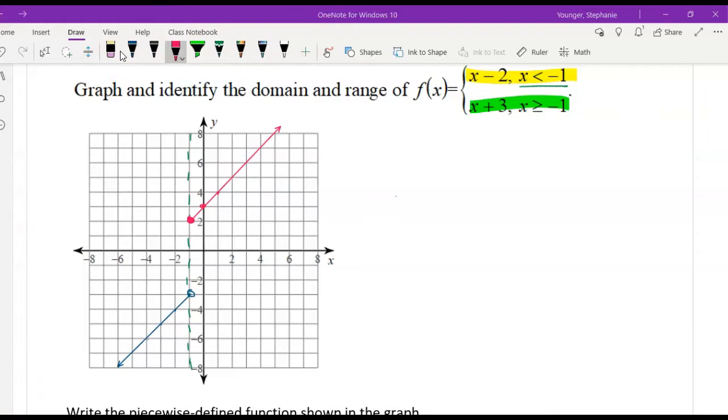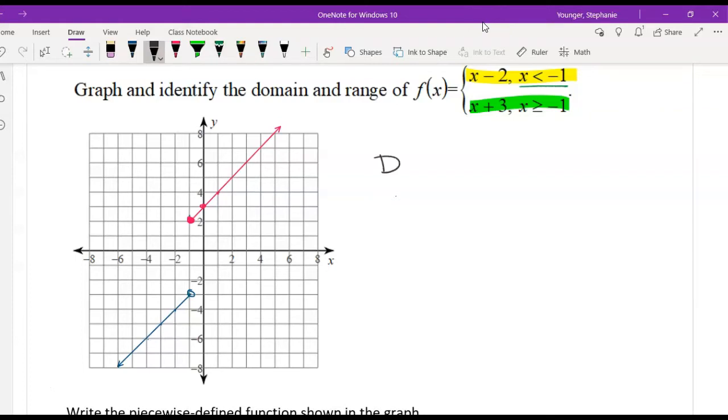Once I've drawn the x plus 3 function for all values x greater than or equal to -1, I am going to erase that barrier line. That just helped me determine what parts of my graph needed to be plotted. And this is our graph of the function f of x equals x minus 2 for x less than -1 and x plus 3 for x greater than or equal to -1. However, the question also asks to identify the domain and range.